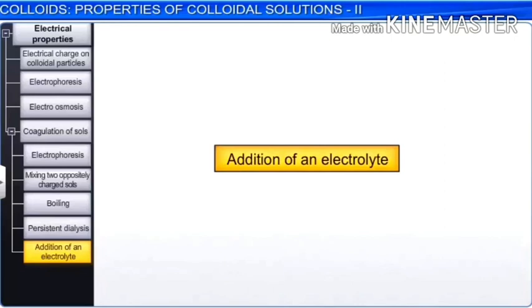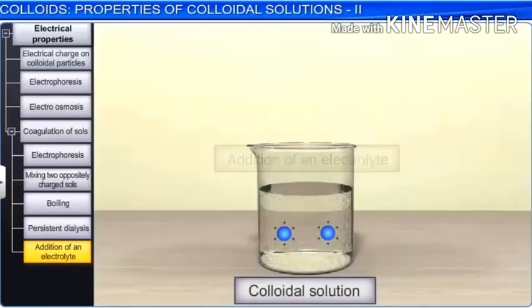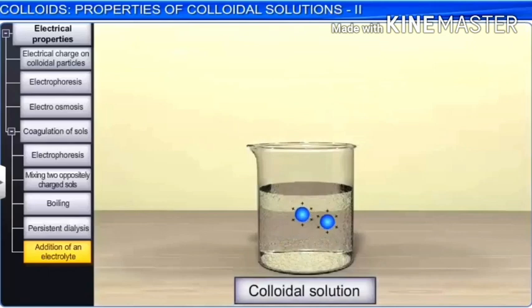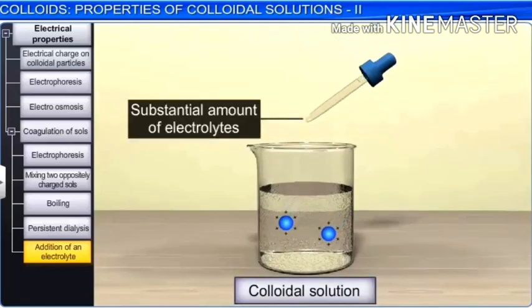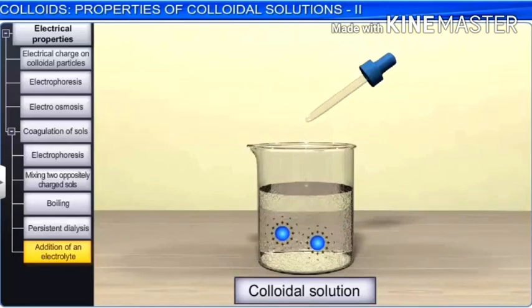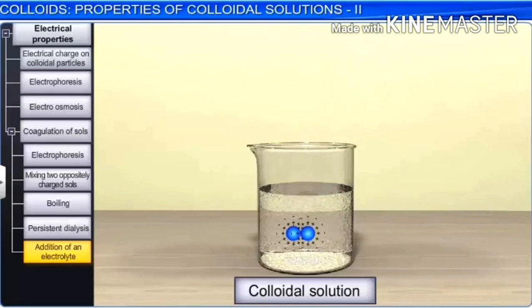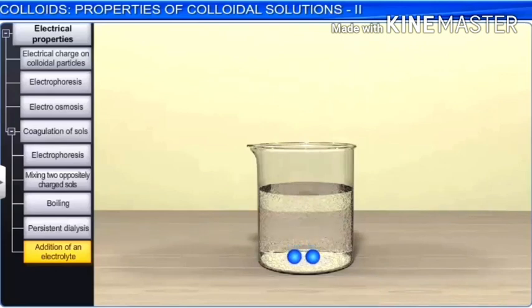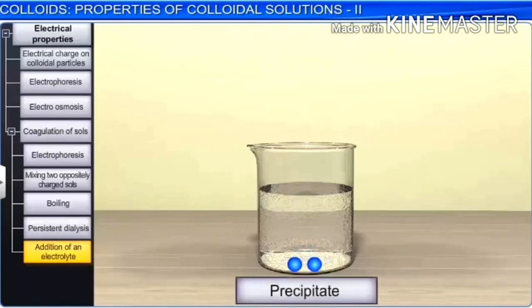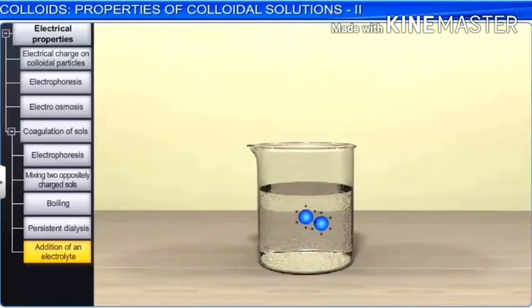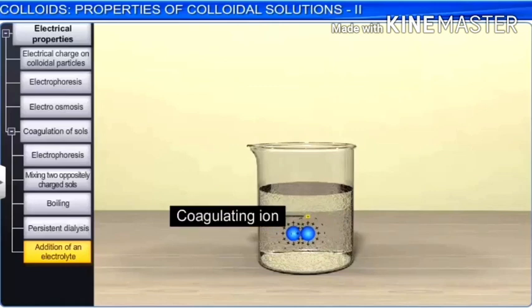So we were discussing the addition of an electrolyte. How does the addition of an electrolyte cause the coagulation or precipitation of a colloid? If we add a slight amount of electrolyte into the colloidal solution, the ions present in the electrolyte will neutralize the charge on the colloidal particle. Hence the colloidal particle will lose its charge, come together, and settle down under gravity. So it will undergo precipitation. The ion which is responsible for this neutralization, we call the coagulating ion.